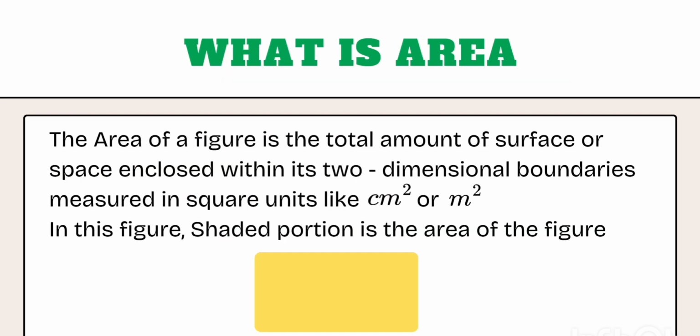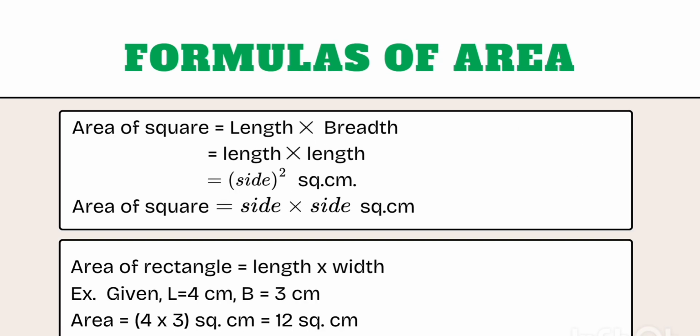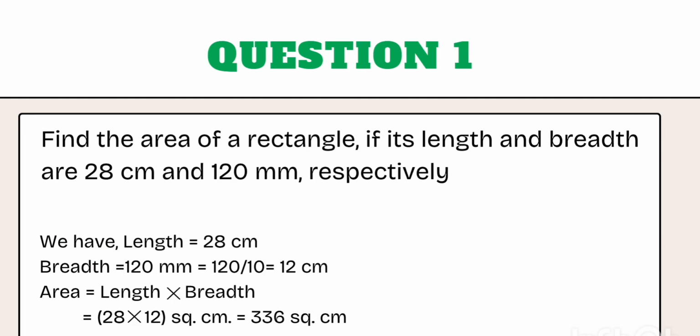Next topic is area. What is area? The area of a figure is the total amount of surface or space enclosed within its two-dimensional boundaries, measured in square units like centimeter square or meter square. In this figure, the shaded portion is the area of the figure. We can find the area of a figure with the help of formulas. So area of square equals side into side. Area of rectangle is length into breadth, square units.